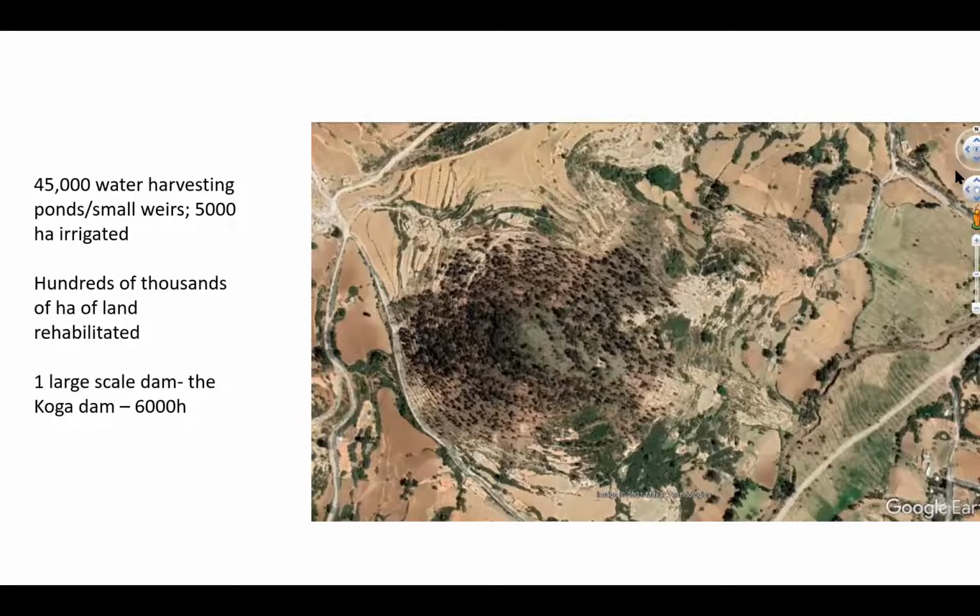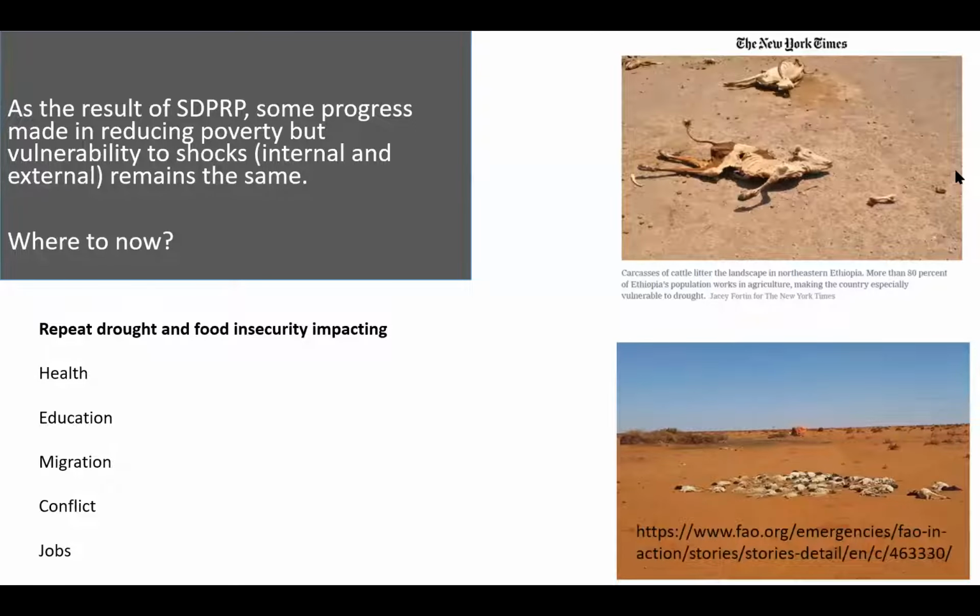Nevertheless, drought struck again in 2002, and people starved again, though the scale of starvation was not similar to 1985. The drought once more exposed the insufficiency of the SDPRP program. Drought continued to date. Human deaths are largely reduced, but the impact on socioeconomic outcomes continued. Drought impacts health, education, migration, conflict, GDP, jobs, etc.